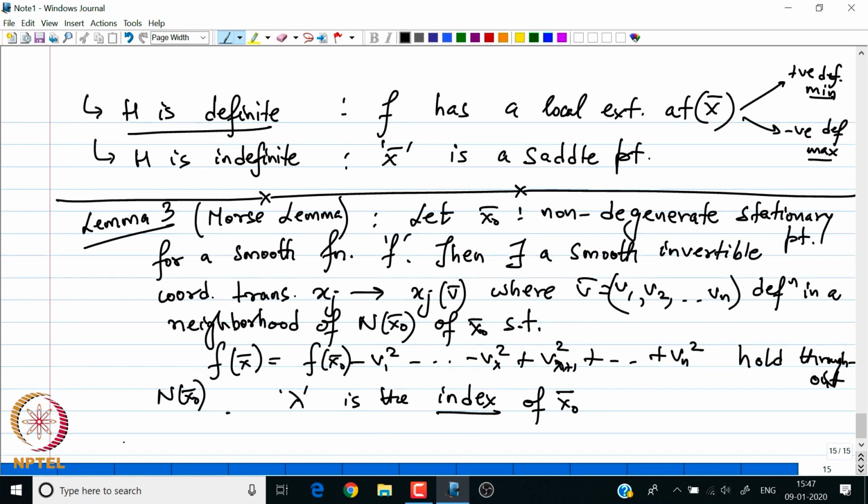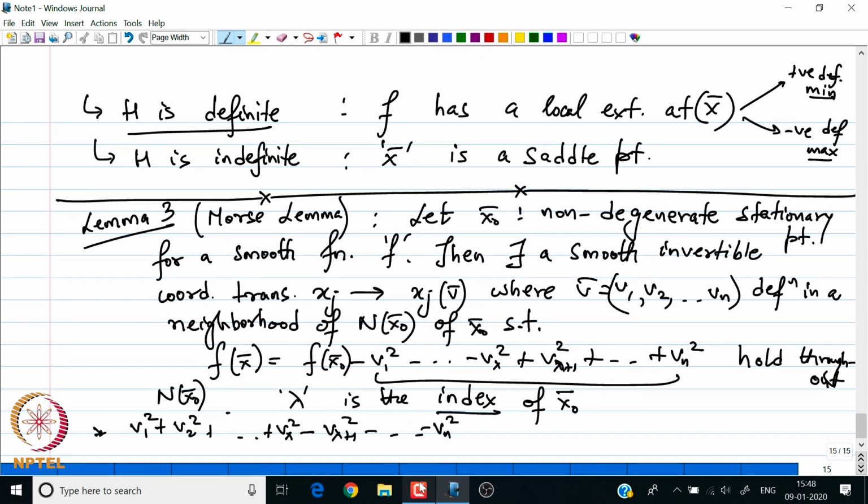Notice what is being subtracted here. Consider this quantity: v1 square plus v2 square plus so on up to v lambda square, minus v lambda plus 1 square, minus so on until vn square, right. We call this the Morse lambda saddle.